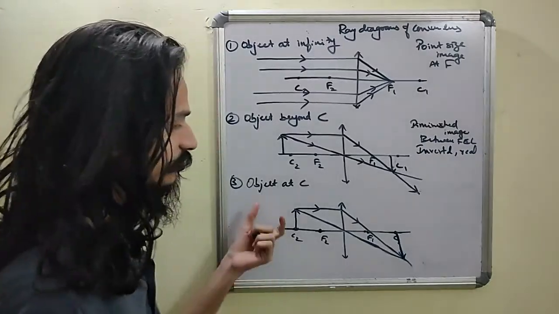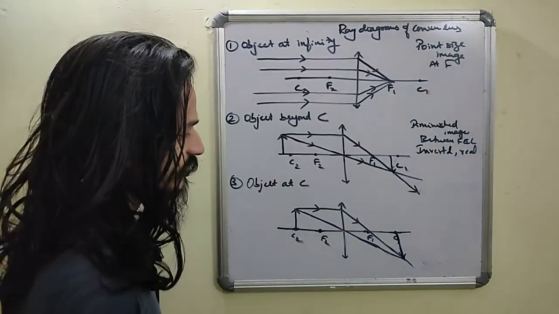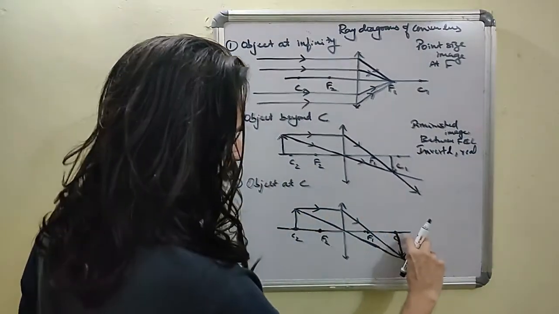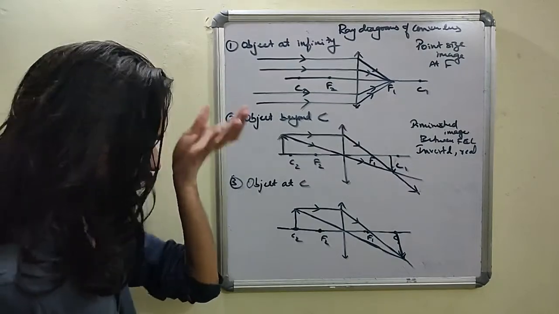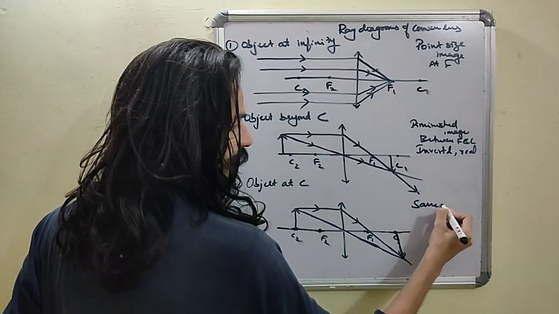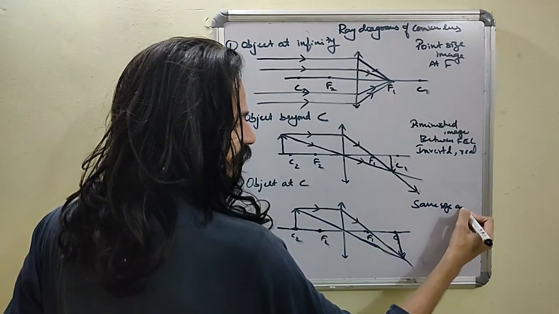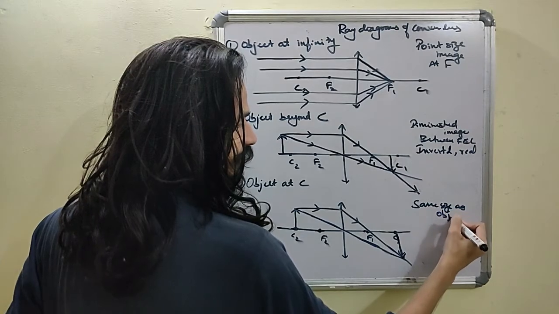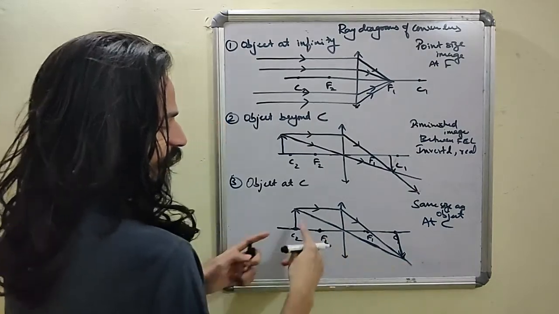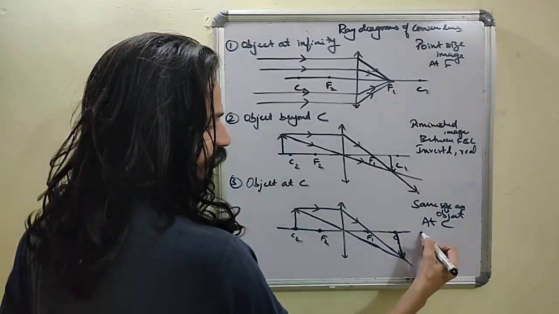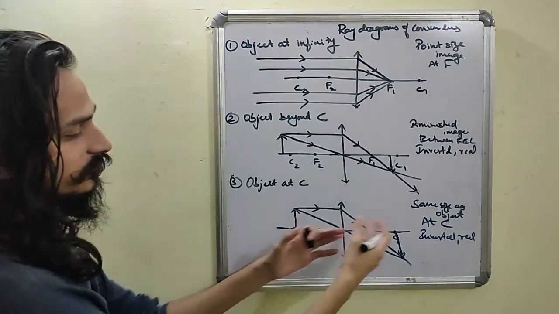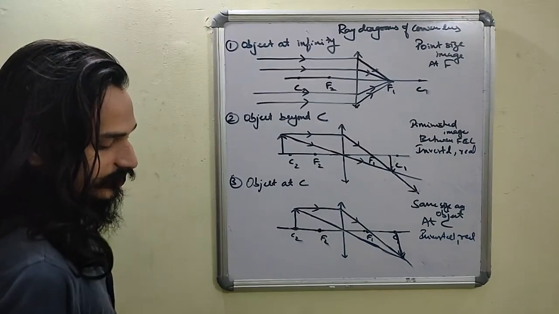Now, whenever the object is at C, the image will also be at C and be about the same size. So, whenever the object is at C, I will say the image is of the same size as the object, and it is found at C. This image is also inverted, which is reverse, and it's still a real image because it's found on the other side of the lens.